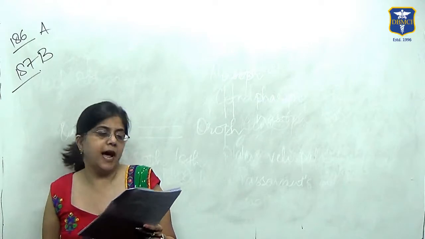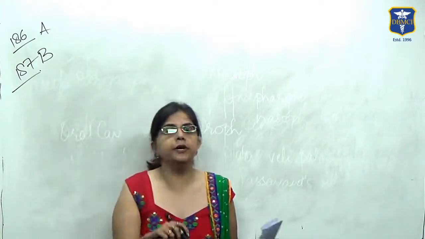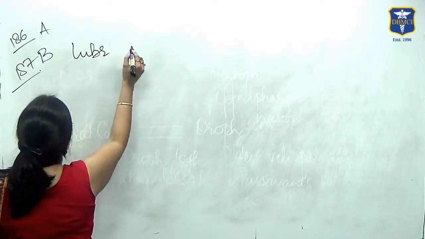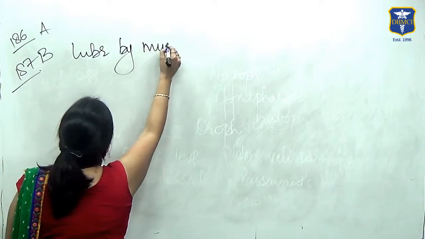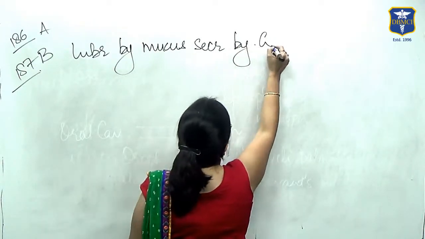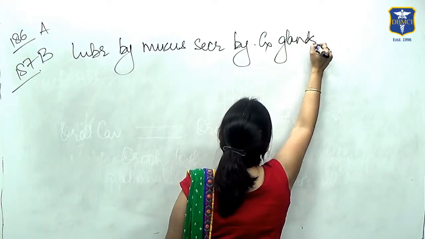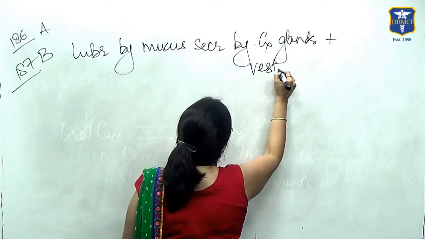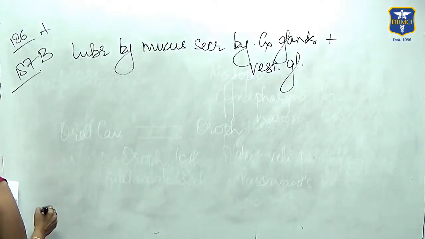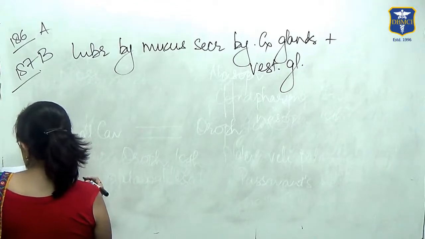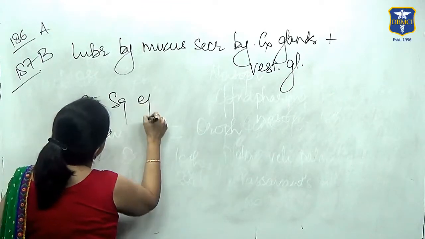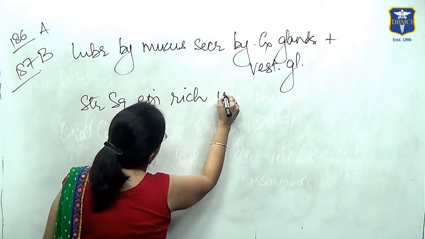The vaginal skin has no glands. It is lubricated by the mucus secreted by the cervical glands and the vestibular glands. It is lined by stratified squamous epithelium, which is rich in glycogen.